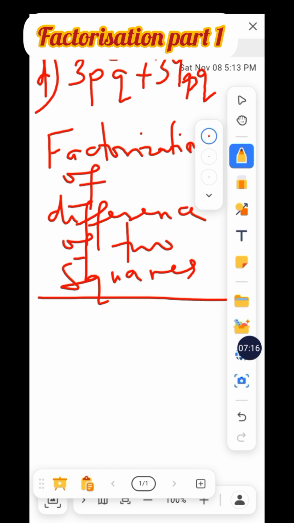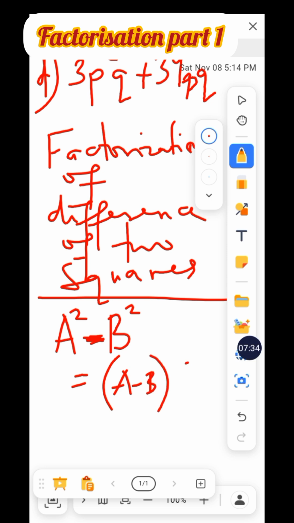What do we mean by two squares in mathematics? Two squares means a number that has a square and another number that has a square, and they are different. So in mathematics, difference of two squares means taking away two squares. a squared minus b squared has been proved to give us a minus b into bracket a plus b.